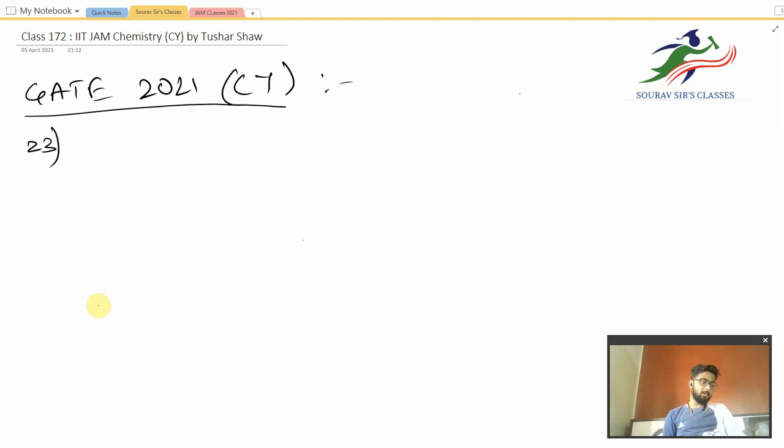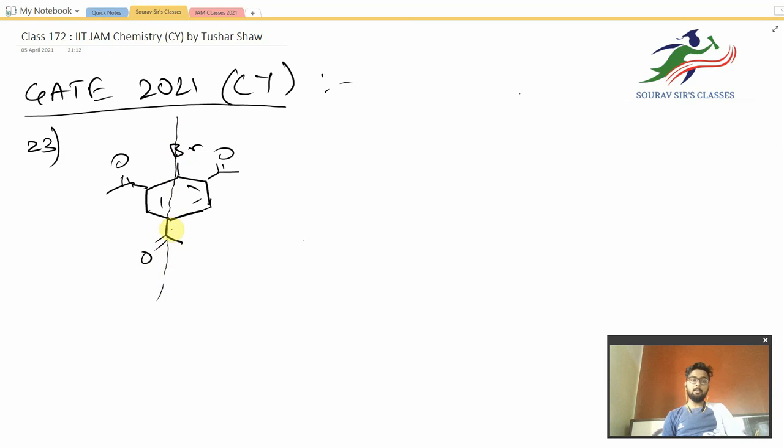Question number 23 says: find the number of signals of the HNMR spectrum of the following compound. Let me draw the compound. Here we have Br, and here we have double bond O, double bond O, and double bond O. This molecule can be divided by a sigma plane passing through this part. So there are two identical chemical environments, so any one of them shall be considered.